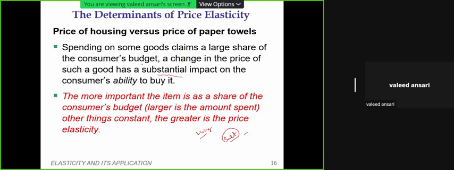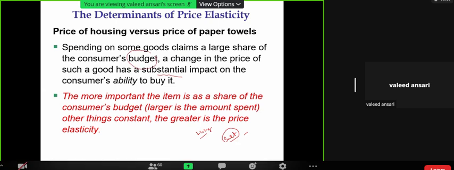If a very minuscule or very small percentage is spent on a particular item, the consumer will not bother about that. But if it is substantial and significant in the consumer's budget, they will be worried. Like the price of housing, people will worry more about this. So the larger the consumer spending on a particular item, the more elastic will be demand. The lower the spending, the less elastic will be demand.